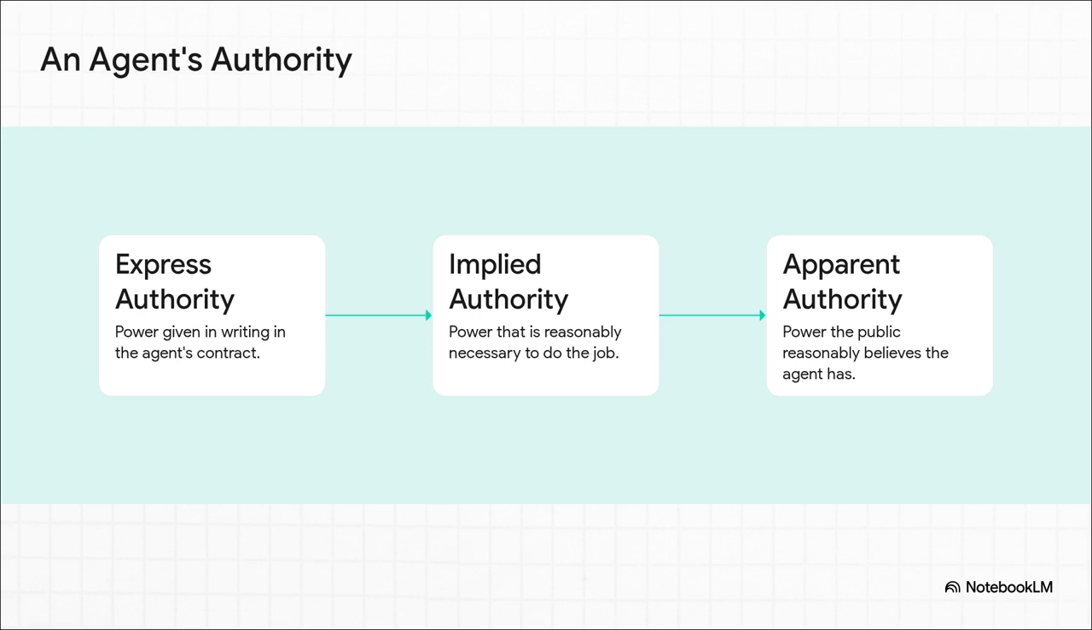Your express authority is everything that's written down in your contract with the insurer. Your implied authority are the things that aren't written down but are just necessary to do your job, like printing up fires. And then there's apparent authority. This is the authority the public thinks you have based on the insurer's actions. Here's the key takeaway. The insurer is responsible for your actions under all 3 types of authority.